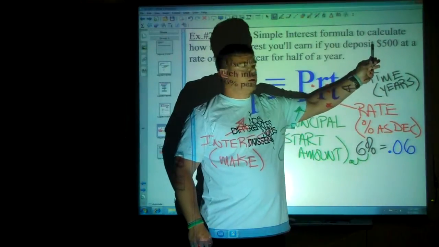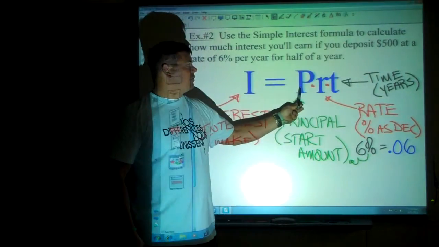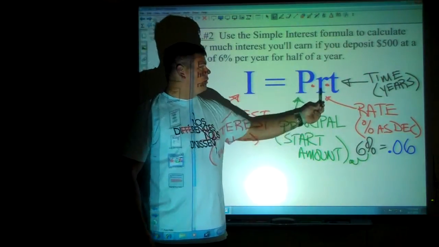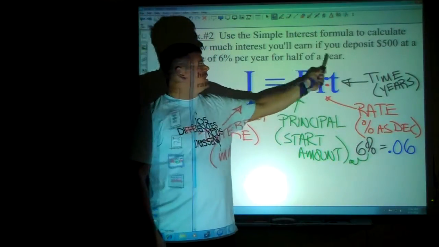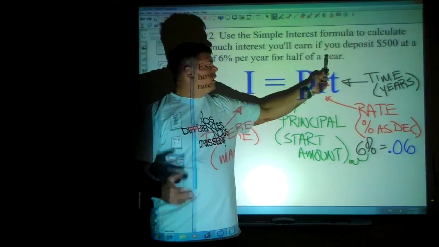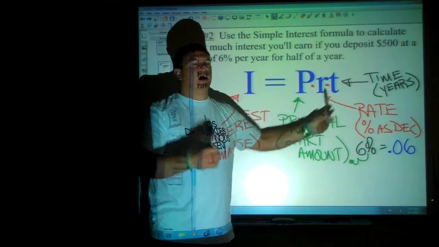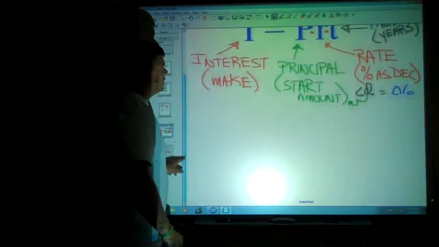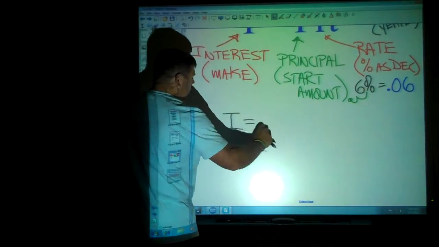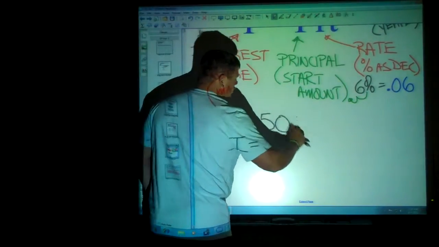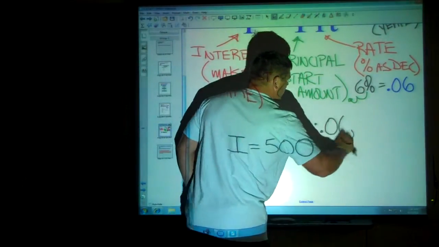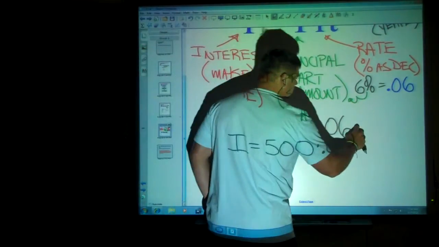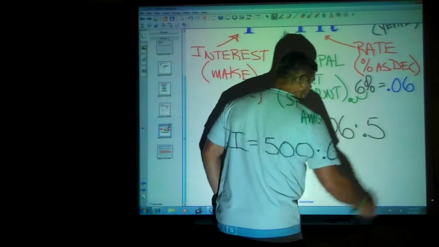Deposit is what you're starting with. So 500 is going to go in for our principal. We've already converted the 0.06 in for rate. And then it says here for half a year. Half a year means what value? 0.5 for time. So I equals the $500 that we started with at an interest rate of 0.06 for half a year.